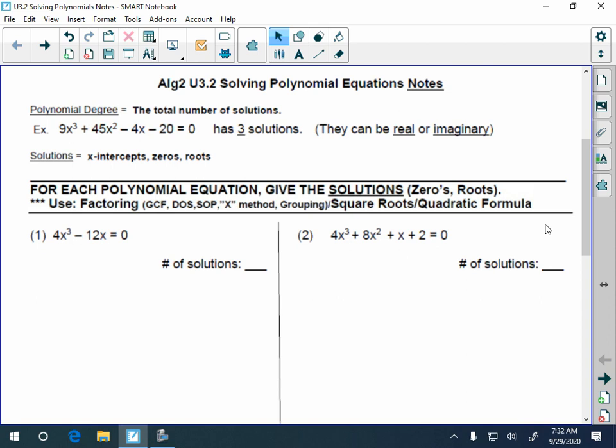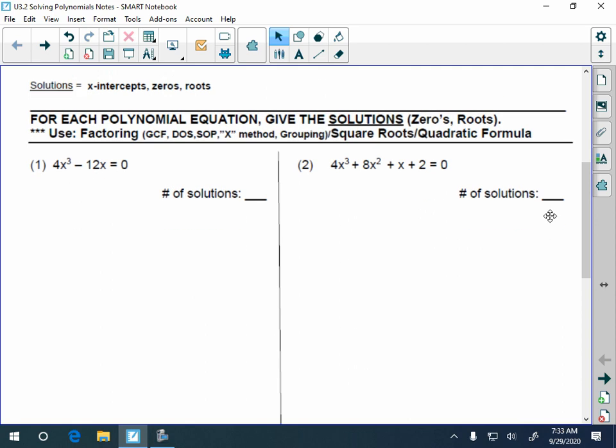All right, so when we solve polynomials, the first step is obviously get it in standard form, so it's set equal to 0, and then you're going to try to factor it first. Okay, so we first factor it using all the different kinds of factoring I've listed there: GCFs, difference of squares, that's DOS, SOP, that's your sum and difference of cubes, X method, that's your trinomials, the 3 terms, and then the grouping, 4 terms. Once you've used one of those for factoring, then you could use square roots to finish solving it, or even quadratic formula. All right, so let's go ahead and do number 1.